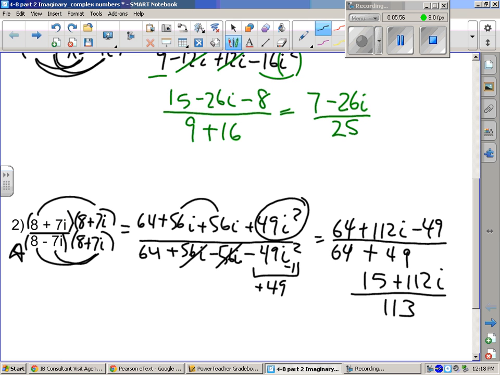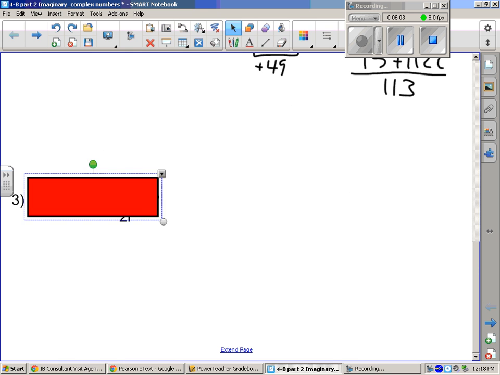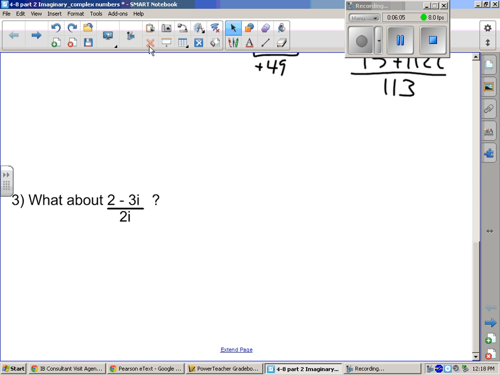And I don't think any of those can be simplified, so we'll just call it good. Looks good. All right, let's try one last one. And this one's slightly different. If you notice the denominator, it doesn't really look like the others because it doesn't have a binomial.